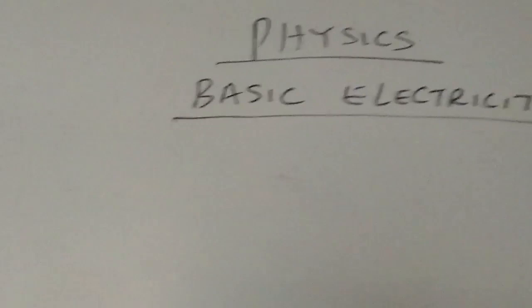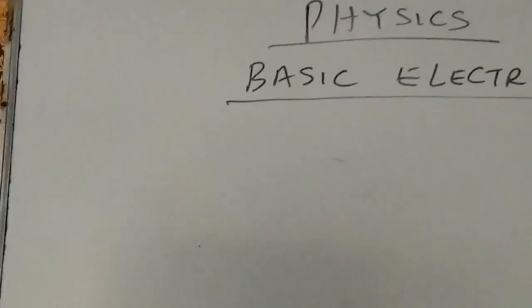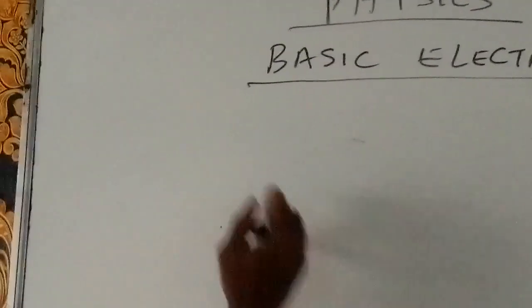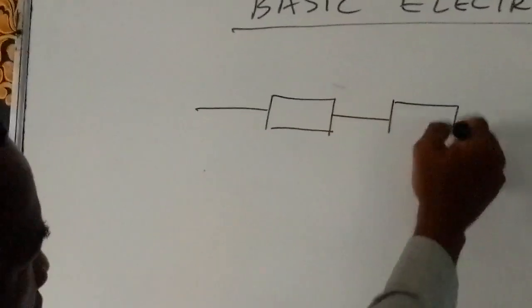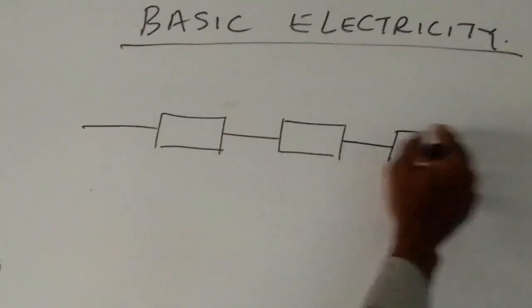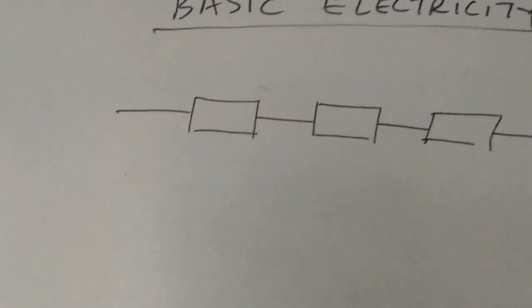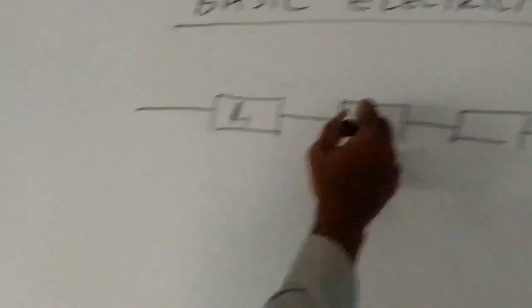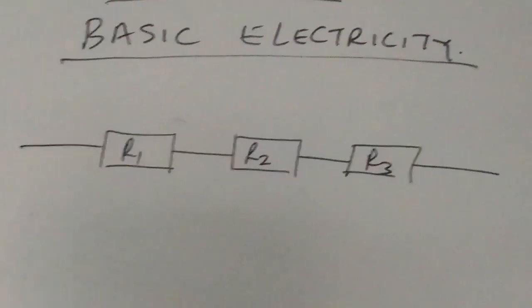Today we'll start by revising or summarizing what we learned before about resistors. Resistors in series. When you have the resistors connected end to end, you have resistors in series. For instance, let the resistors have resistances R1, R2, and R3. They are in series.